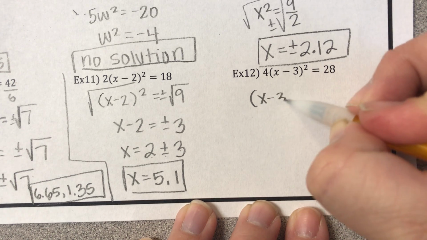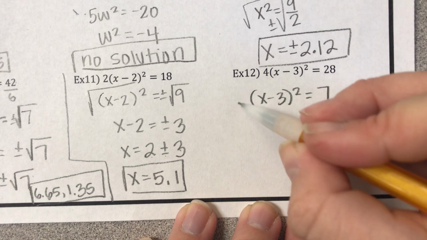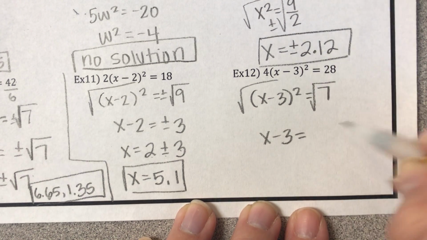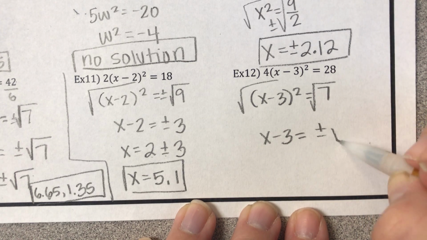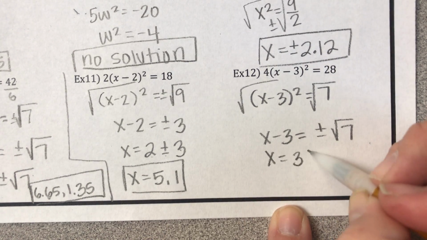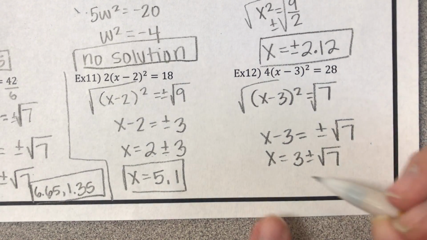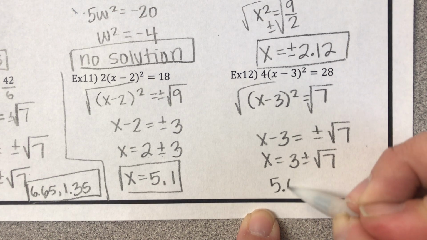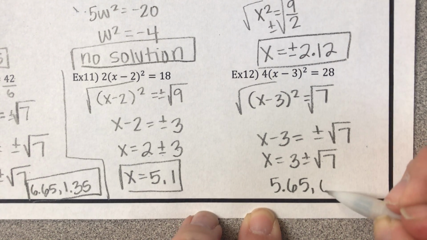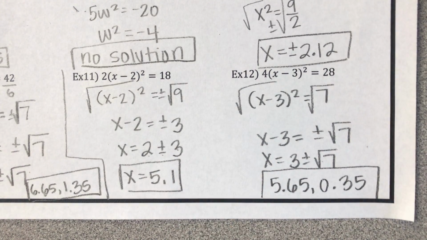And then on number 12, we're going to divide both sides by 4. So I have x minus 3 squared equals 7. And then take the square root. x minus 3 equals plus or minus the square root of 7. So x equals 3 plus or minus the square root of 7. 3 plus the square root of 7 is 5.65. 3 minus the square root of 7 is 0.35. And those would be my two answers.